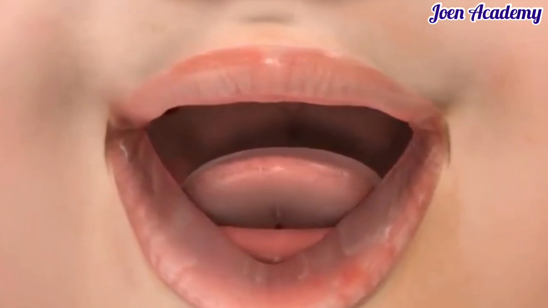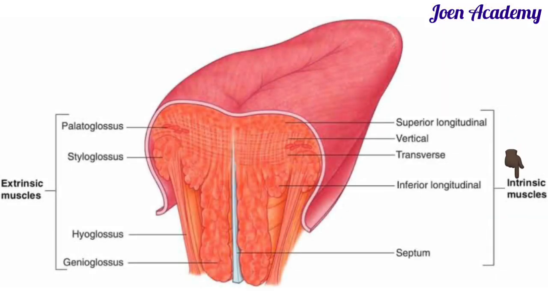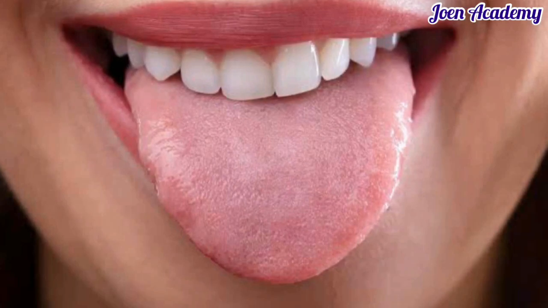As for the intrinsic muscles of the tongue, there are 4 paired intrinsic muscles. They are the superior longitudinal, the inferior longitudinal, the verticalis, and the transverse muscle. They have their origin as well as their insertion inside the tongue. The function of these intrinsic muscles of the tongue is changing the shape of the tongue.